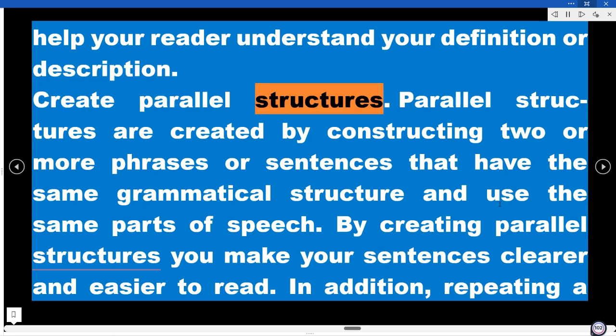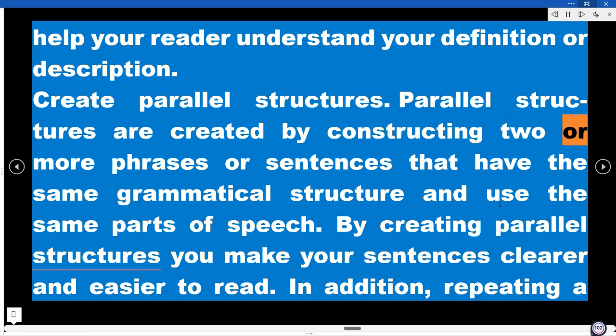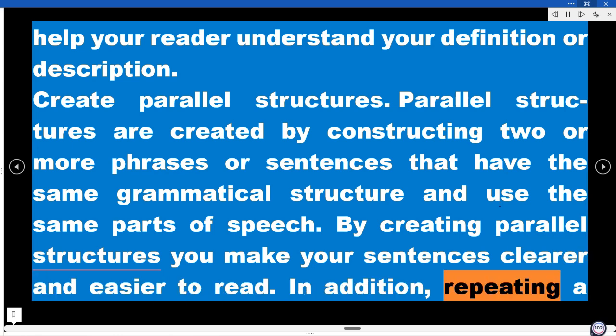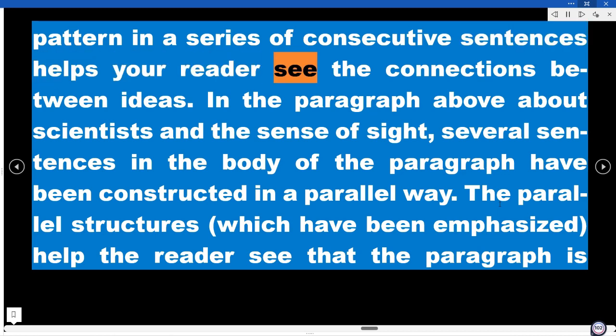Create parallel structures. Parallel structures are created by constructing two or more phrases or sentences that have the same grammatical structure and use the same parts of speech. By creating parallel structures, you make your sentences clearer and easier to read. In addition, repeating a pattern in a series of consecutive sentences helps your reader see the connections between ideas.